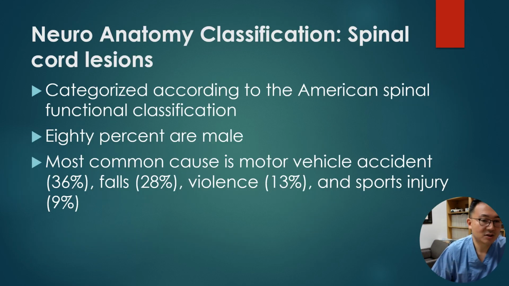Next, let's look at lesions of the spinal cord. This is kind of where we can get into moderate and high risk. So this is where we have to actually do more of an evaluation. And it's categorized according to the American Spinal Injury Association classification. 80% of spinal cord injuries are in males, and the most common causes are motor vehicle accidents, falls, violence, and sports injury.